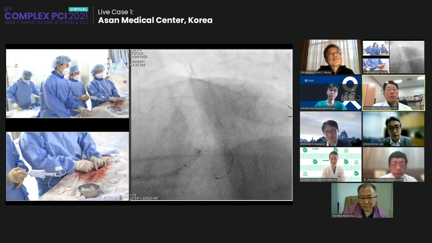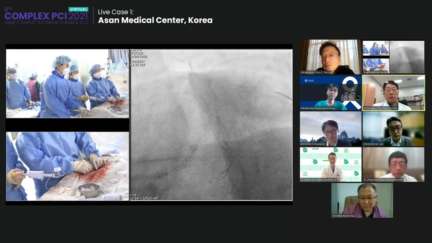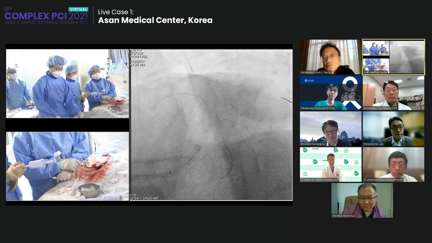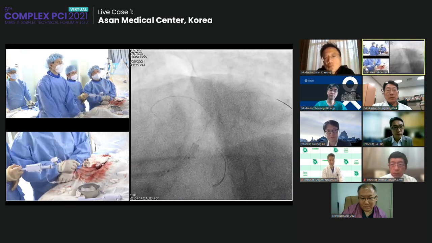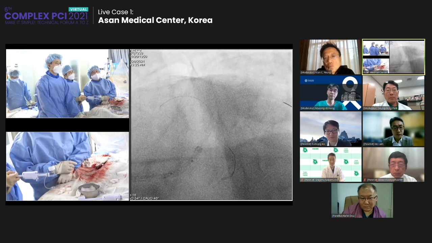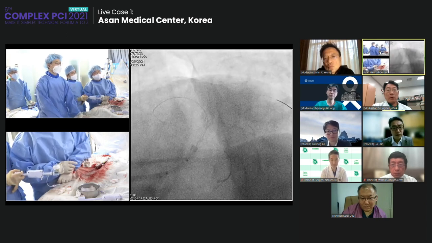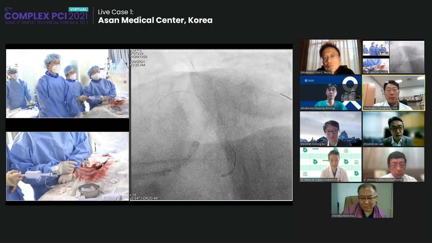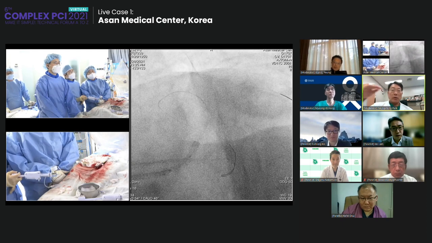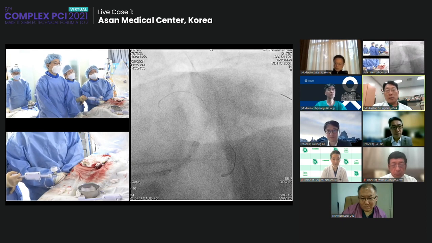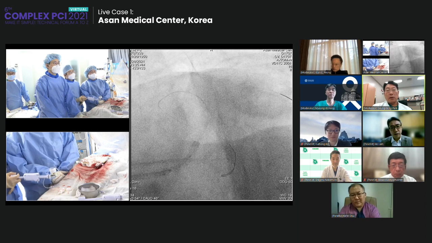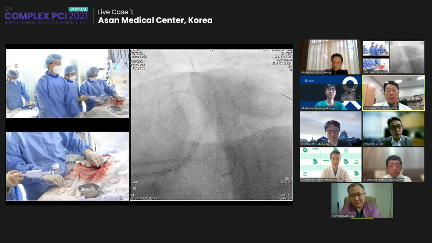Dr. Han, would you do the direct stent? Yes, I favor the direct stent because the plaque looks like a soft tube rather than calcified. However, the degree of stenosis is very tight, the angulation is very steep, and so I am a little concerned about that. Okay, why not try that one? Yeah.